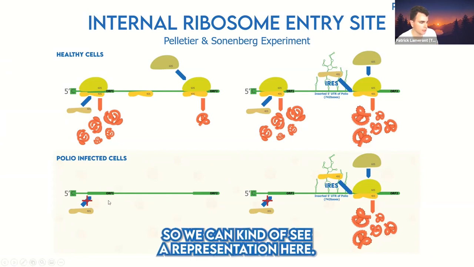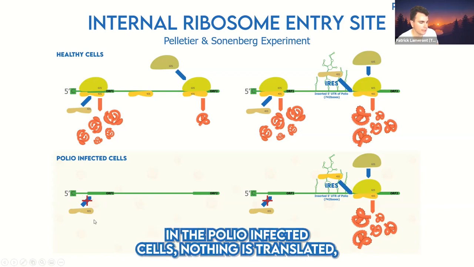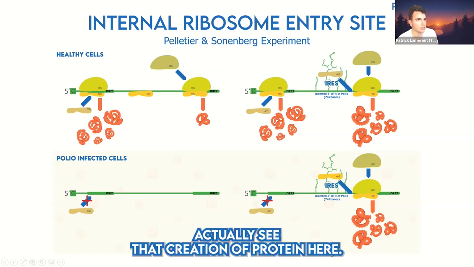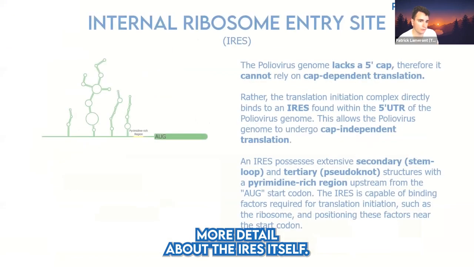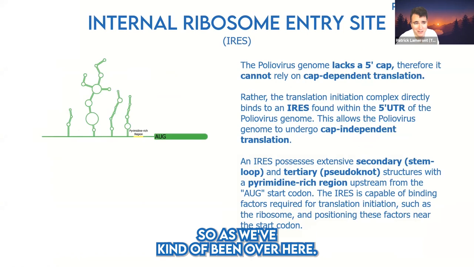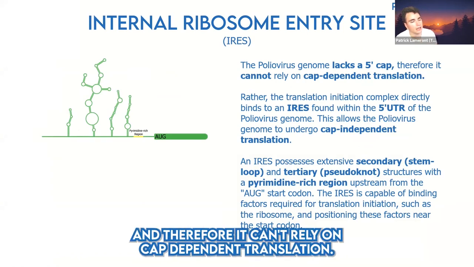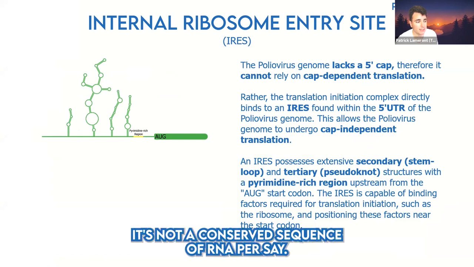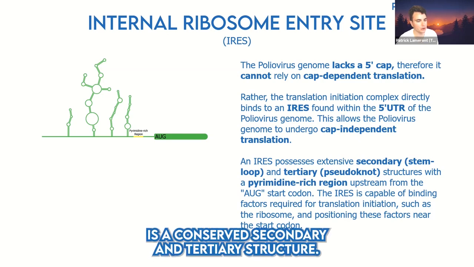So we can see a representation here, the conventional eukaryotic 5' cap. In the polio infected cells, nothing is translated, but then with the IRES, we do see that creation of protein here. So I'm going to get into a little bit more detail about the IRES itself. As we've been over, the poliovirus genome lacks the 5' cap, and therefore it can't rely on cap-dependent translation. But it has this IRES, which is not a conserved sequence of RNA per se, but what it does have is a conserved secondary and tertiary structure.